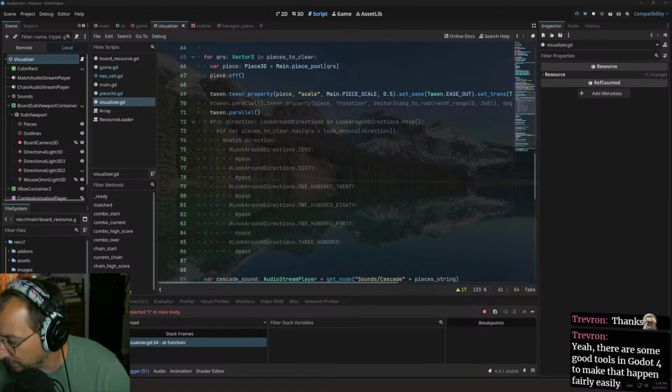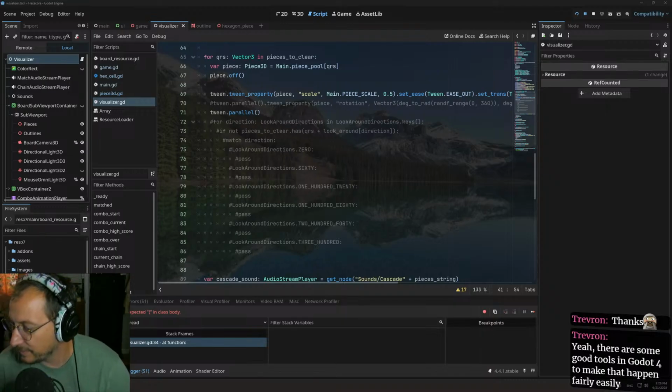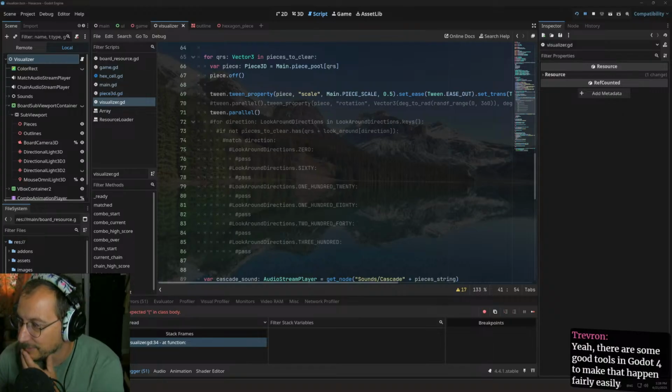Yeah, there's some good tools in Godot 4 to make that happen fairly easily. Yeah, I've tried looking into them, but man, they look a little confusing. It's definitely in its infant stage.